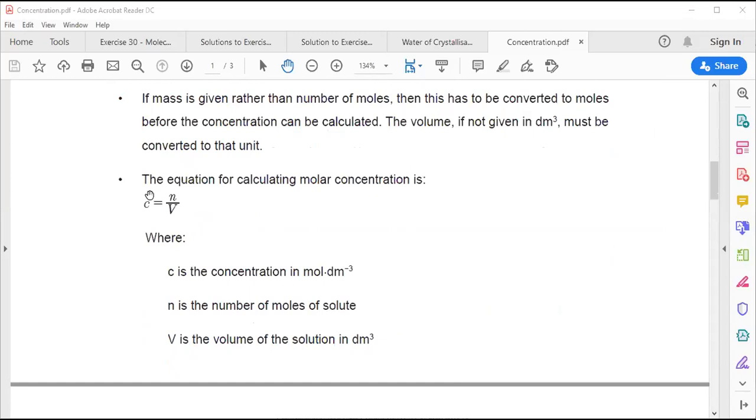Right. Our time is almost up. The equation for calculating molar concentration becomes C is equal to n over V. That's the formula that we use. C is equal to n over V. Please just write that one quickly. C is equal to n over V, where C is your concentration in units of mole per cubic decimeter, n is the number of moles, and V is your volume. Concentration is equal to number of moles over volume.